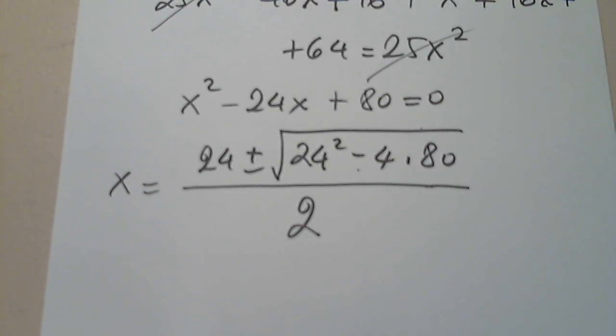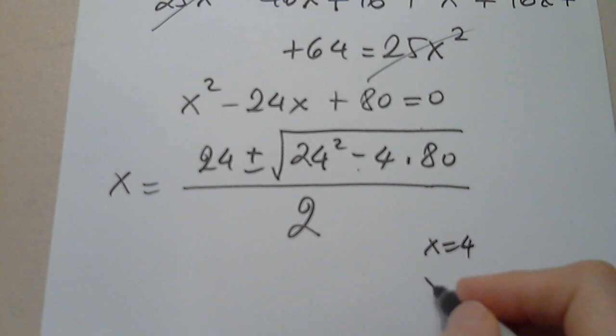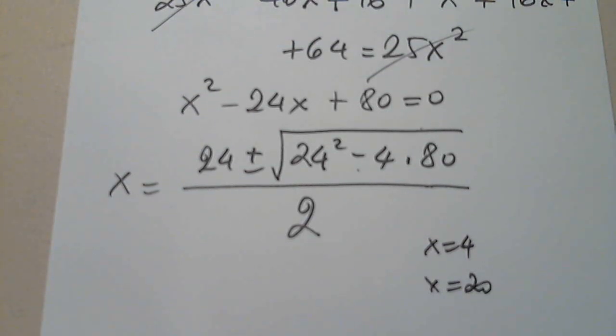And I got 20. I copy, I don't want to enter the whole thing again, second entry, and I override the plus by minus, and I get the other solution, 4. So x equals 4, and x equals 20. Now, I have to be careful.